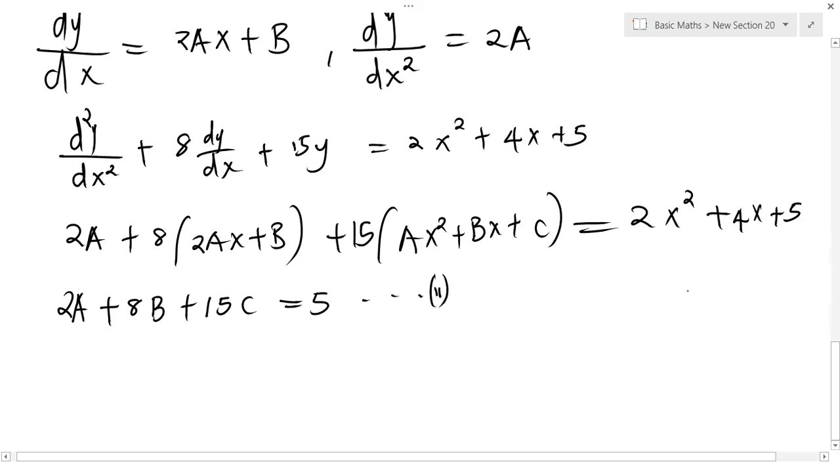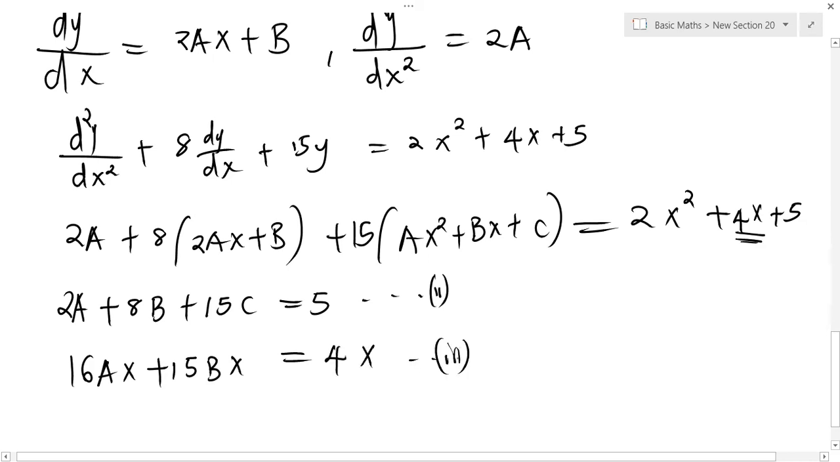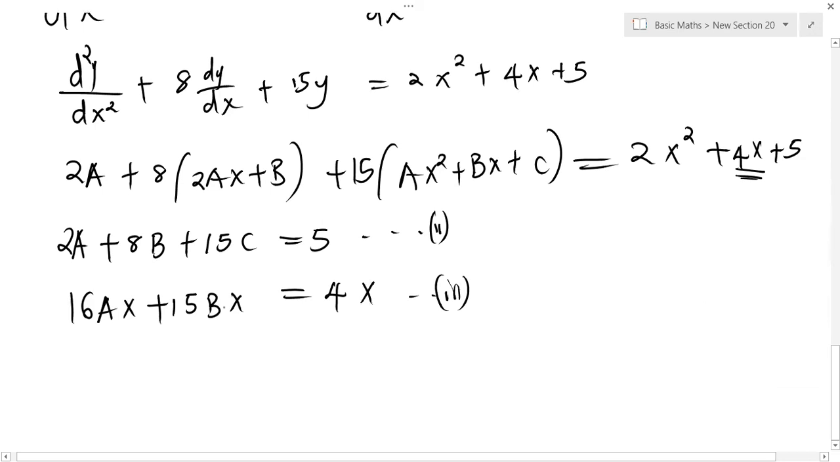Now, let's get all the values that have x. So we have 16ax plus 15bx, and this is equal to 4x. Call this equation number 3. Okay, so I want to write this in a better way. We can factor out the x on both sides so that we have 16a plus 15b is equal to 4, which is much better.